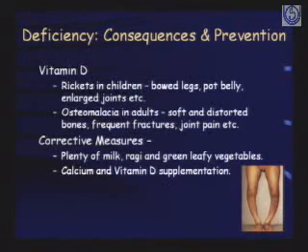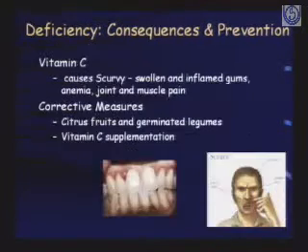And vitamin D deficiency causes rickets in children, which we can see here in the form of bowed legs, pot belly and enlarged joints. And in adults it causes osteomalacia, where joint pain and frequent fractures occur, and soft and distorted bones can be seen. We can prevent it by taking plenty of milk, ragi and green leafy vegetables, which are good sources of calcium, and by taking vitamin D supplementation.